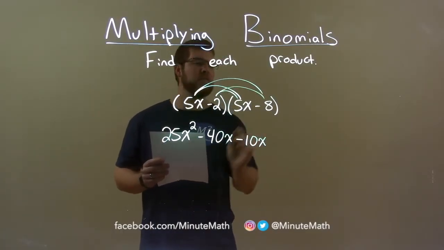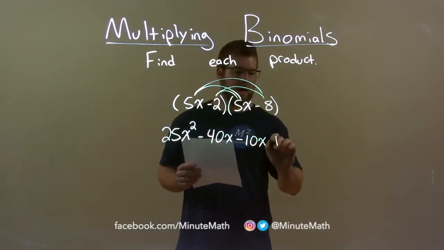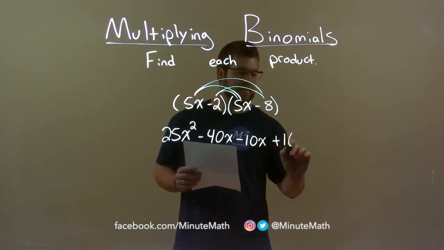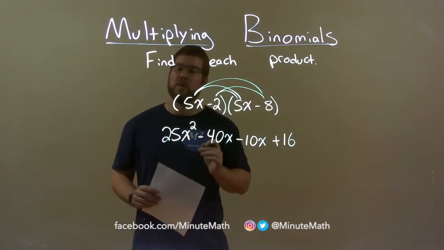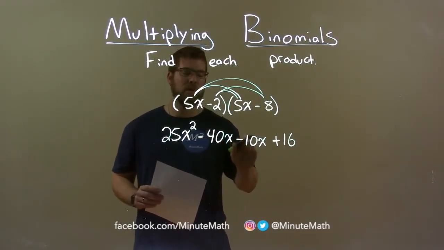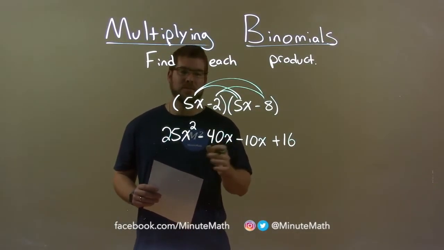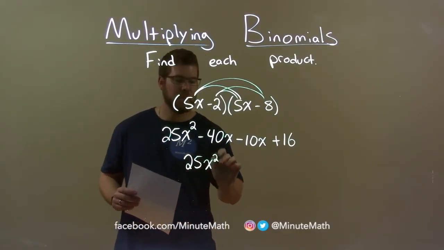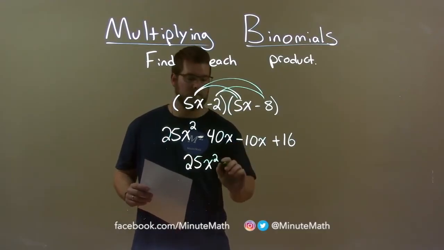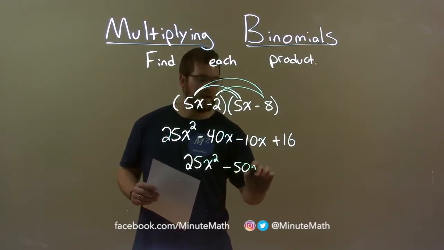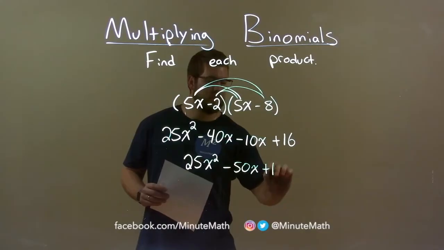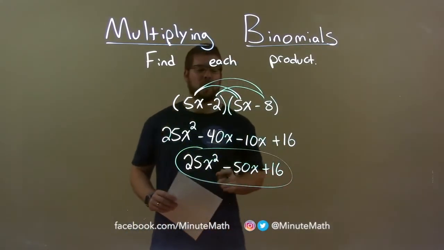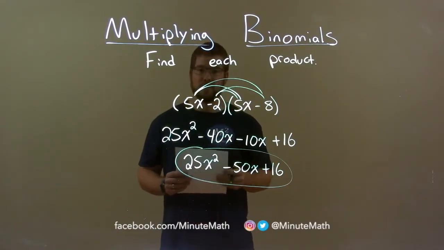And a minus 2 times a minus 8 is a positive, right? Negative times a negative is a positive 16. We now want to combine our like terms. A minus 40x and minus 10x are our like terms. And so we bring down everything else. 25x squared minus 40x minus 10x is a minus 50x. Bring down the plus 16, and there we have our final answer, 25x squared minus 50x plus 16.